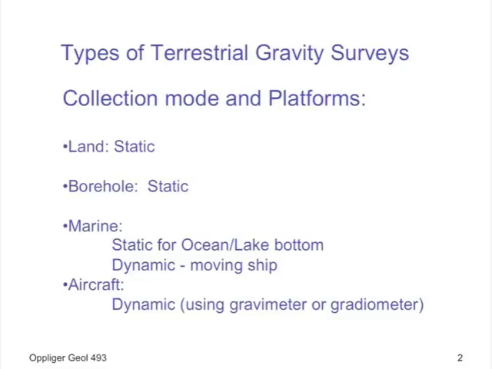Whatever kind of gravity meter we have, that means that we are able to do certain kinds of surveys. So we can make measurements on the ground surface on land with our Lacoste and Romberg static relative gravimeter. There are borehole gravimeters. I'll show you a picture of one in a bit. And those are also static gravimeters, and they can make measurements of gravity down a borehole. Because we have to have a stable platform for our Lacoste and Romberg gravimeter, we can't make measurements on the ocean surface.